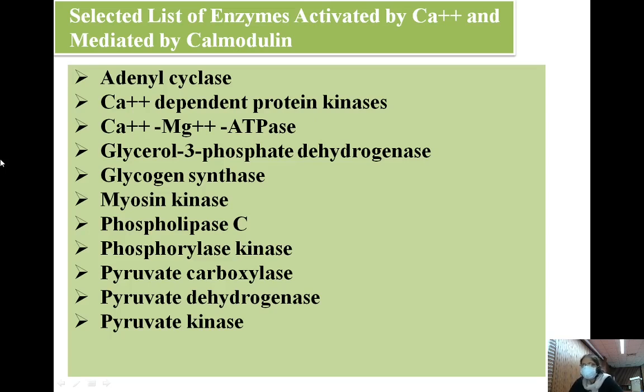Myosin kinase, phospholipase C, phosphorylase kinase, pyruvate carboxylase. Yes, pyruvate carboxylase is an enzyme for gluconeogenesis, isn't it? It is the first key enzyme, responsible for the first rate-limiting or key step of gluconeogenesis, or neoglucogenesis.